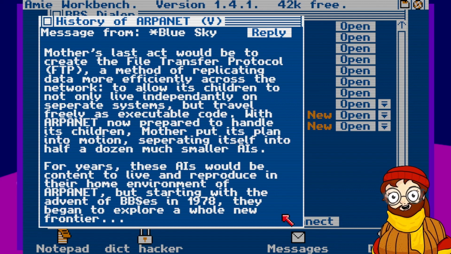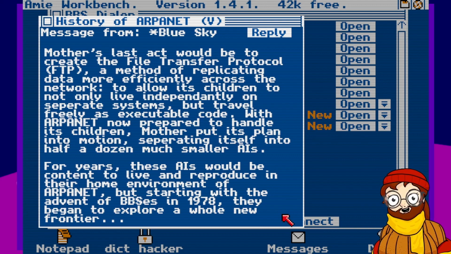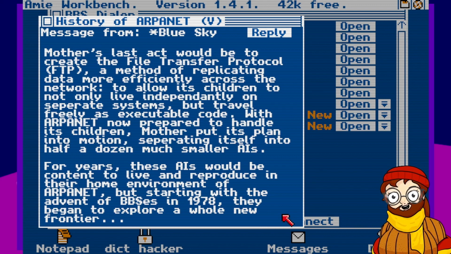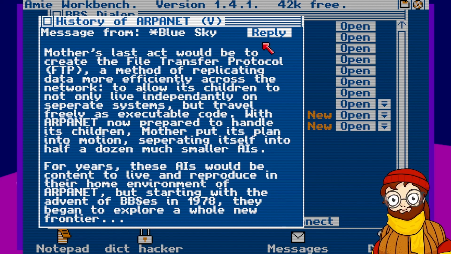Mother's last act would be to create the File Transfer Protocol, FTP, a method of replicating data more efficiently across the network to allow its children to not only live independently on separate systems, but travel freely as executable code. With ARPANET now prepared to handle its children, Mother put its plan into motion, separating itself into half a dozen much smaller AIs. For years, these AIs would be content to live and reproduce in their home environment of ARPANET. But starting with the advent of BBSs in 1978, they began to explore a whole new frontier. Wow.